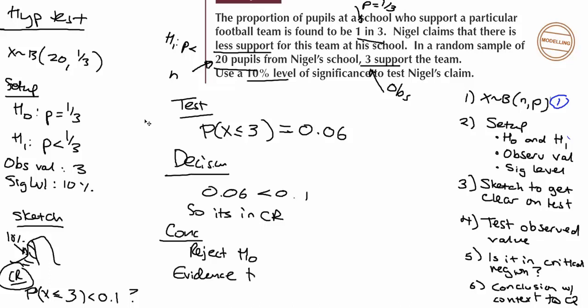So, evidence to suggest or support. It doesn't really matter as long as you get the point. So, let's go for evidence to suggest there is less support for the team. That's it, in terms of that. So we do believe that this particular football team, less people care about it.